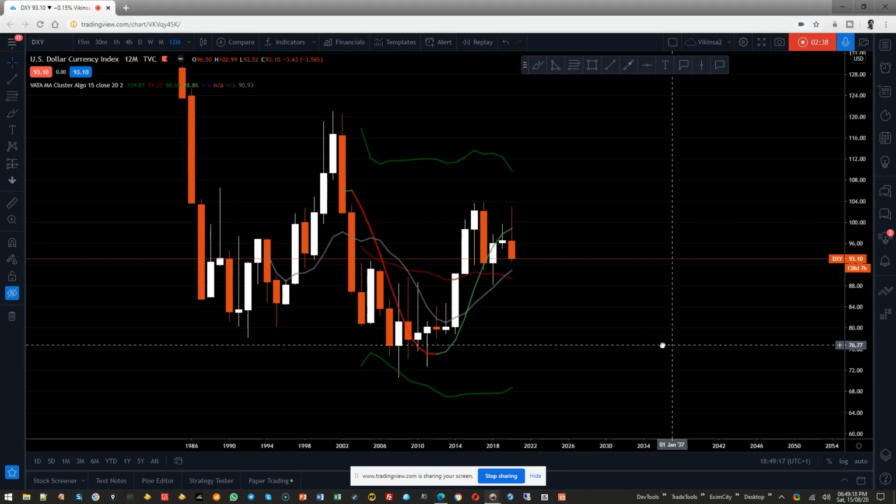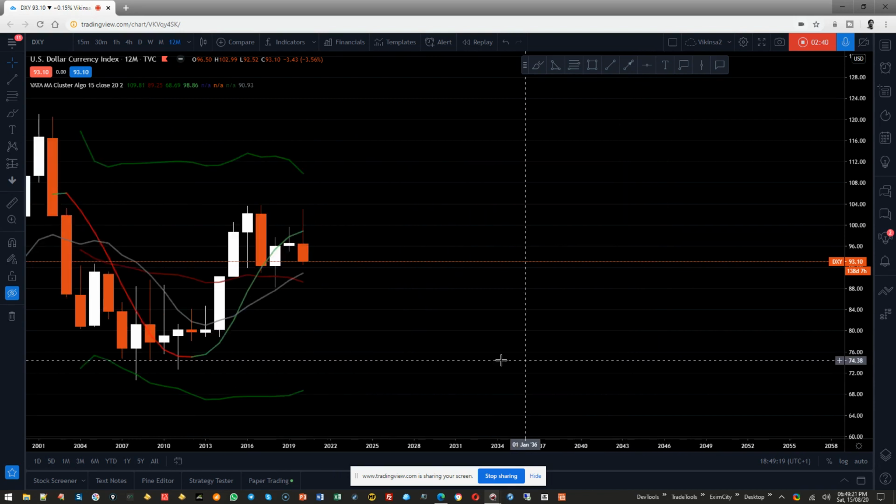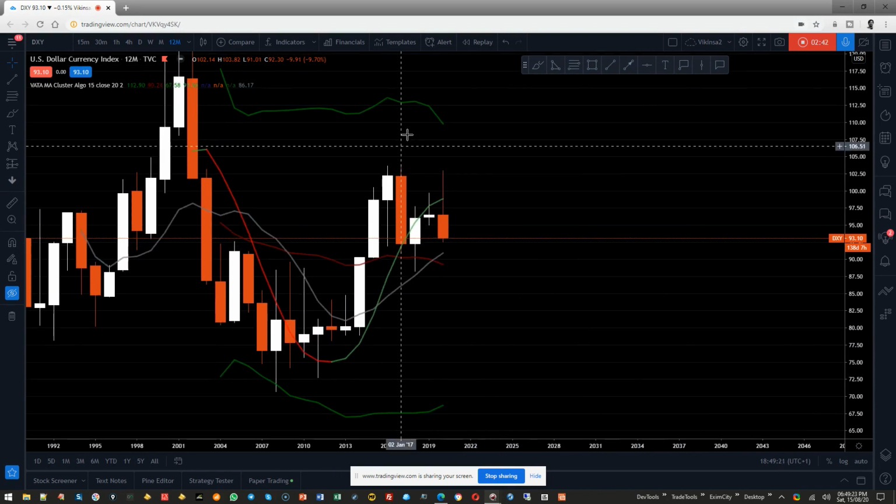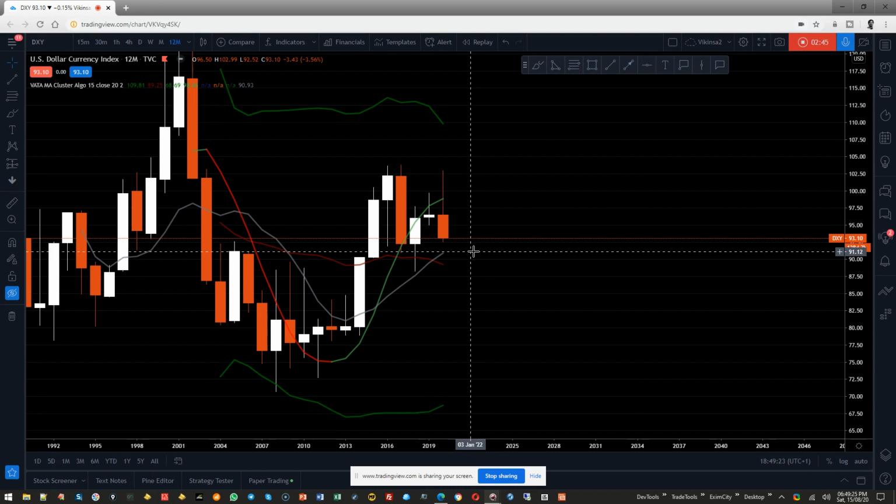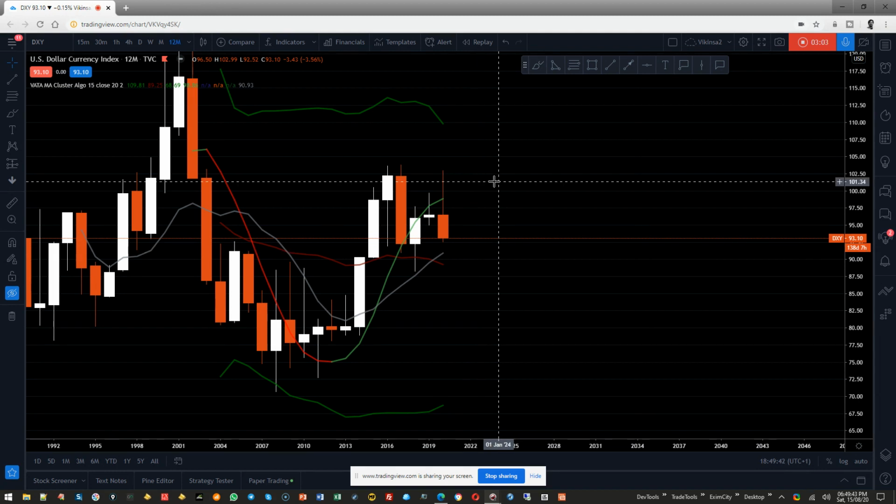Okay, so what we can see on the 12-month chart is that the market is reaching this particular moving average, right there at about 91 or so, and this can act as a kind of temporary support for the dollar to move higher. We have been watching a similar area around 91, 92, where the market can move higher a little bit.